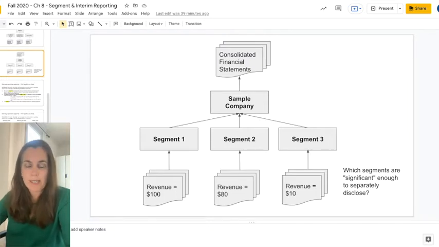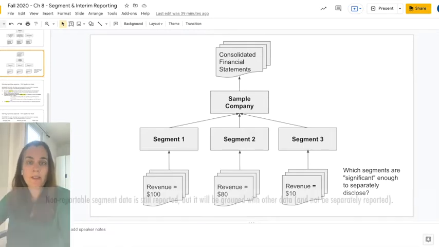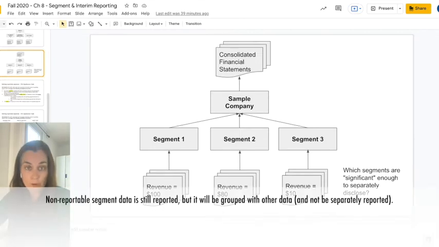So on the screen here, I have an example of a sample company with 3 different segments. And if you'll notice, each segment has a different amount of revenue. Segments 1 and 2 have more revenue than segment 3. I have this slide really just to get you anchored around the idea that companies need to know which of these segments should actually be separately reported in the financials, because not all segments need to be reported. It's only those with significant enough activity based on the rules of GAAP that should be reported. So in this example, segment 3 may not be reportable because it has such a lower amount of revenue.